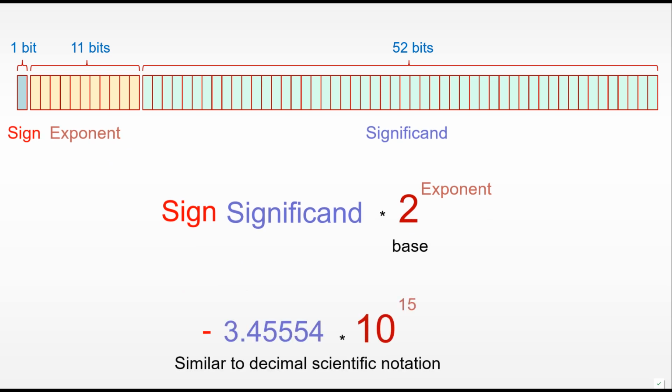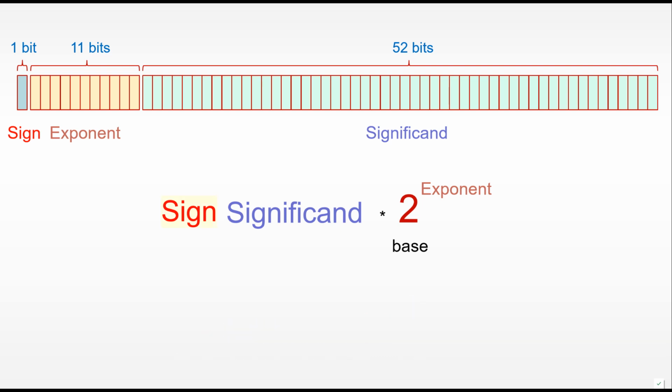This is very similar to scientific notation of decimal numbers. So for example, if we have a number such as minus 3.455554 times 10 to the power of 15, this is scientific notation. We will be doing something very similar, but for binary data. Let us now look at the components in a bit more detail, starting off with the sign. So if we have 0 for the sign bit, it means that the number would be positive. And if we have 1 for the sign bit, it means that the number would be negative. Things are as simple as that.